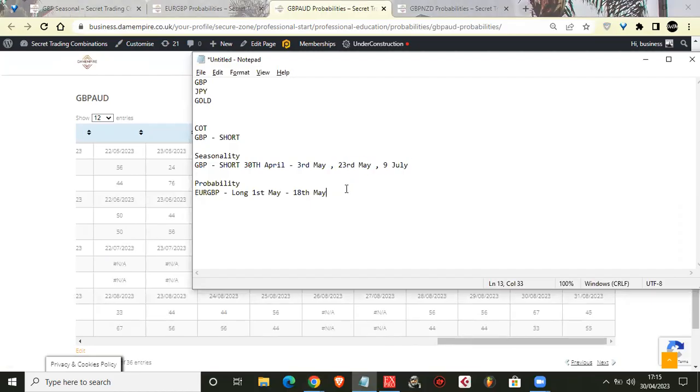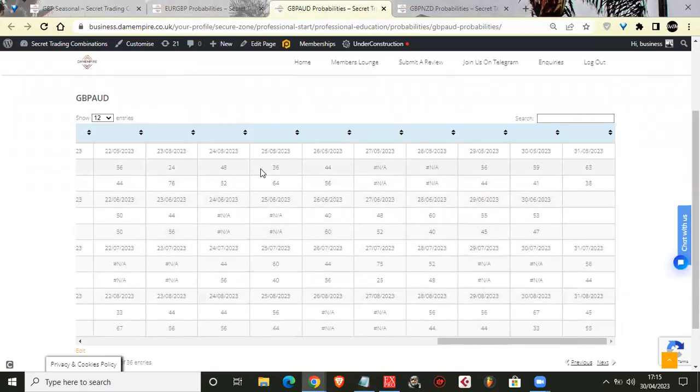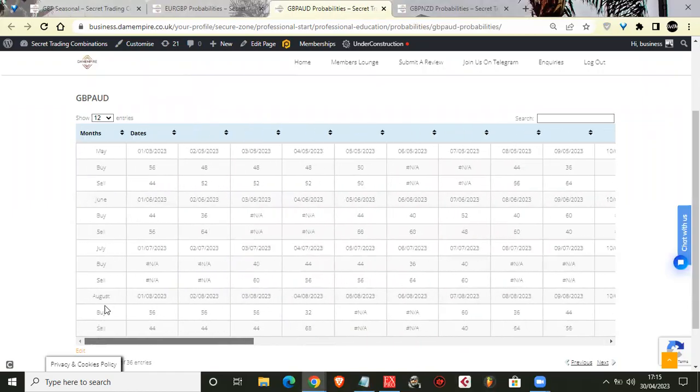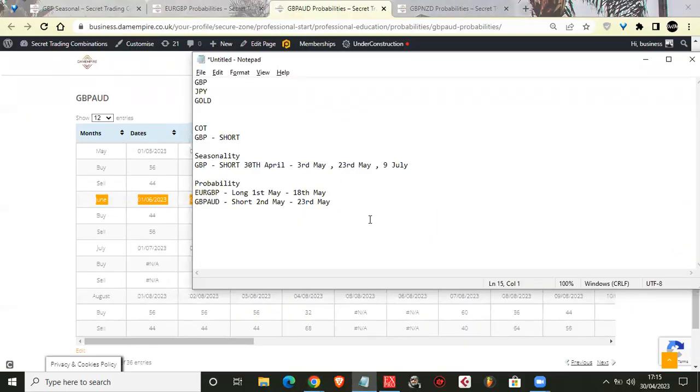So next thing we do is GBP AUD. Now, because GBP comes first right now, we're gonna do short. But this one is from the 2nd. It could go longer than 23rd, but that would be an ideal exit. And the main reason I said the 2nd is because on the 1st, it looks like it's going up, but from the 2nd, it started bottoming now.